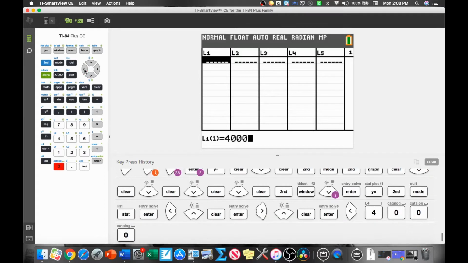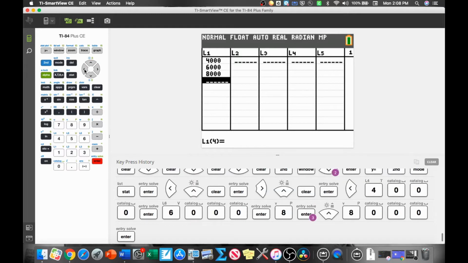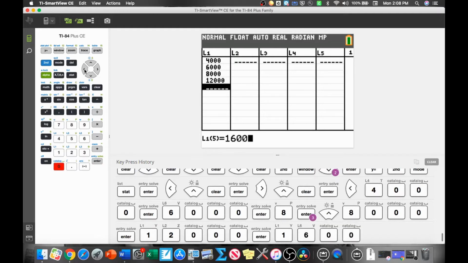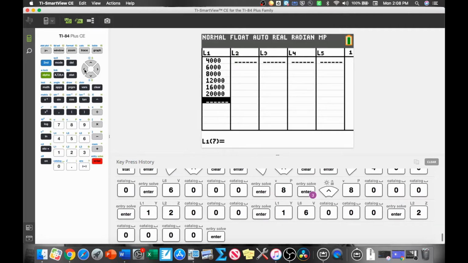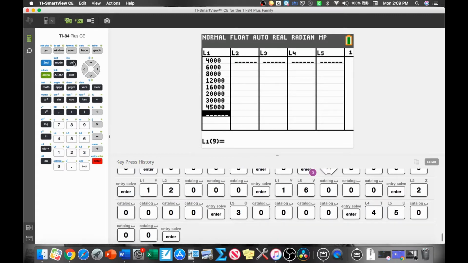So 4,000, 6,000, 8,000, oops, 12,000, 16,000, 20,000, 30,000, 45,000, and 60,000. All right, so I have my income in there.